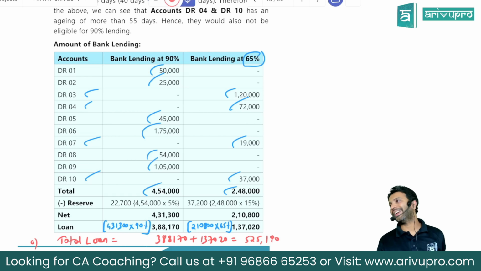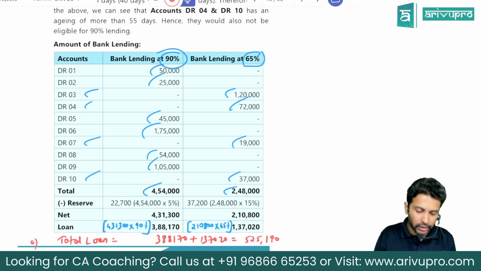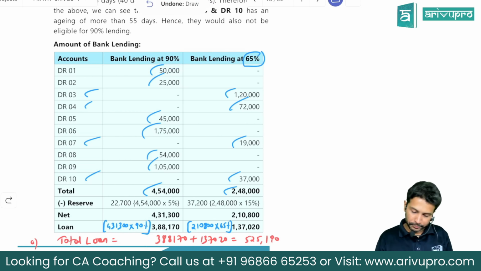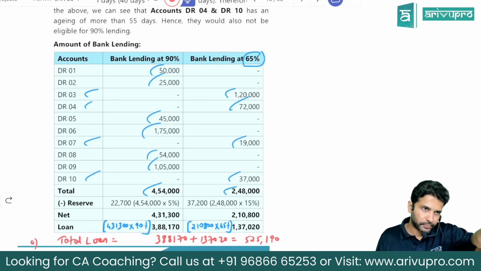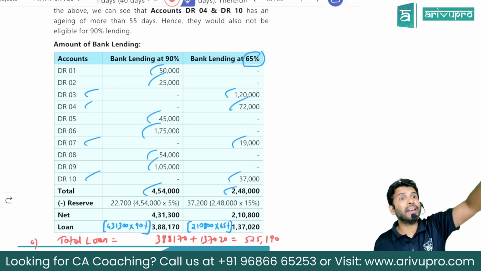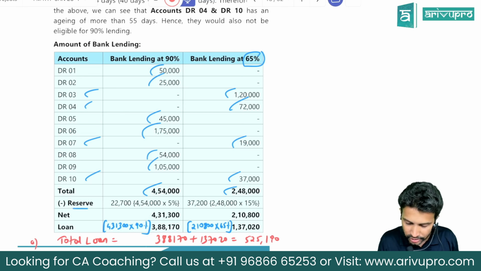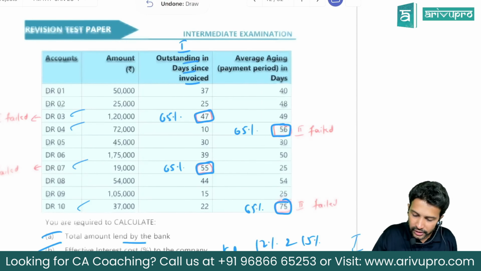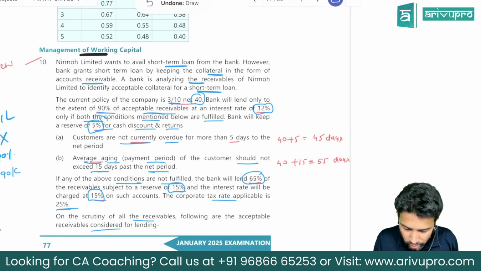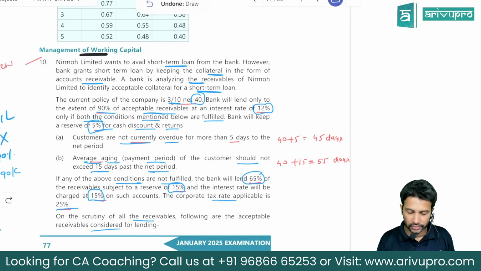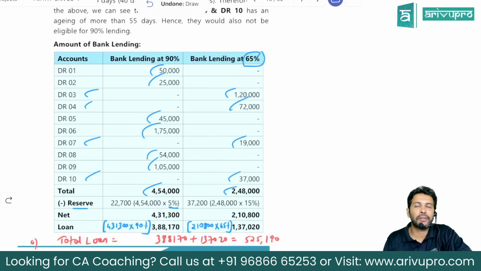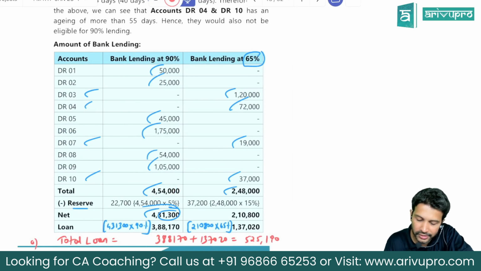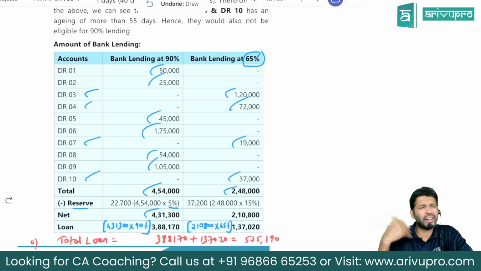Now first we will do the 90% lending. What is the total value of debtors eligible for 90% lending? 454. Will the bank give 454, or are there two deductions? One, there is a reserve of 5%, and on that you then multiply by 90%. First, reduce the reserve. How much is the reserve for the 90% category? They told us over here: for the first category the reserve is 5%, and for the second category the reserve is 15%. So reduce 5% from this: 4,54,000 minus 5% gives 431,300. You can calculate separately or directly.